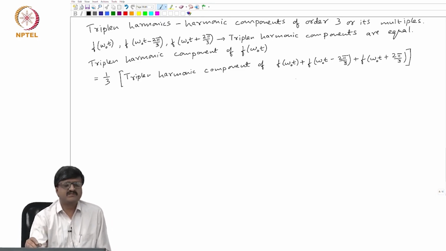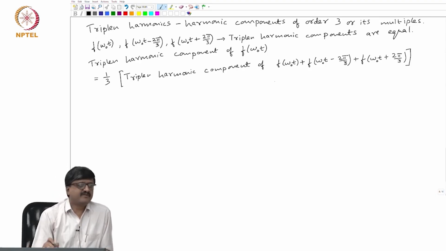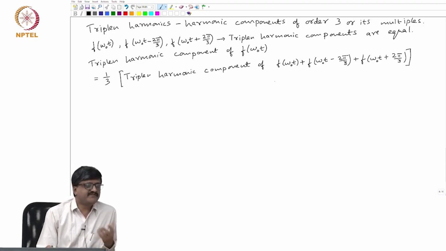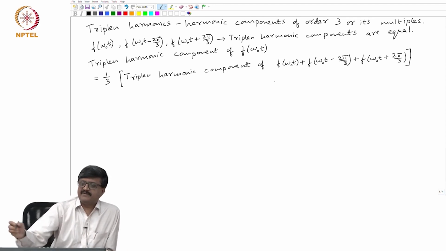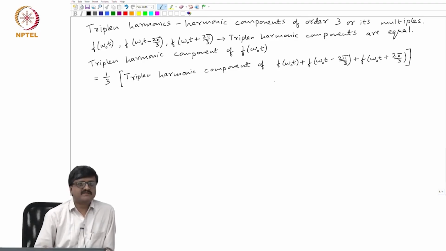How does this hold? If I take any harmonic component, we are just doing integration. So, if I add two waveforms, then the harmonic component is the sum of the individual harmonics, because it is just integration. We know the rules of integration. And another fact is that triplen harmonic components are equal for all of these. So, this relation holds.